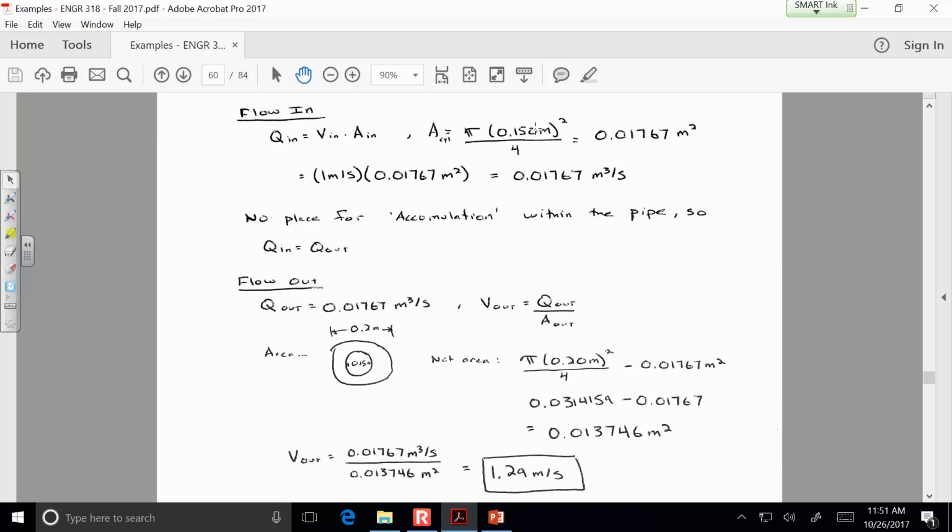The water has to go around the outside edge, and so I referred to it on the other whiteboard as the net area. The net area is where the water is going to be flowing through, so it's the difference between the tube and the cylinder. The tube is the big diameter, so we find that area based on the diameter of, I think it was 200 millimeters, yeah, 200 millimeters, minus the area that's based on 150 millimeters. So in the end, you should have a velocity out of 1.29 meters per second.